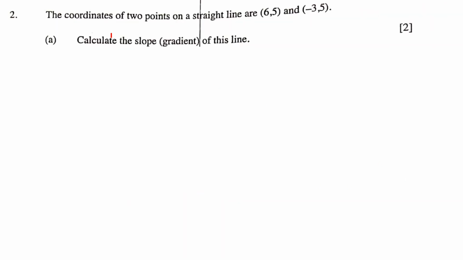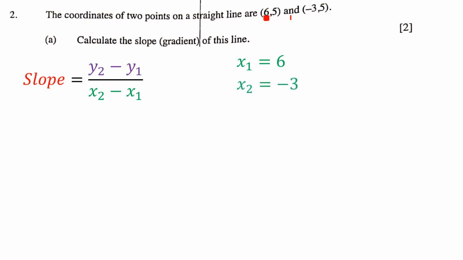Here we have number 2. It says that the coordinates of 2 points on the straight line are 6, 5 and negative 3, 5. Now they want us to find the slope. In order to find the slope, we use the equation y2 minus y1 divided by x2 minus x1. Now, if we look at our coordinates, this value right here is x1, and this value right here is x2. And then this one is y1, and this value right here is y2. So x1 is 6, x2 is negative 3, y1 is 5, y2 is 5.